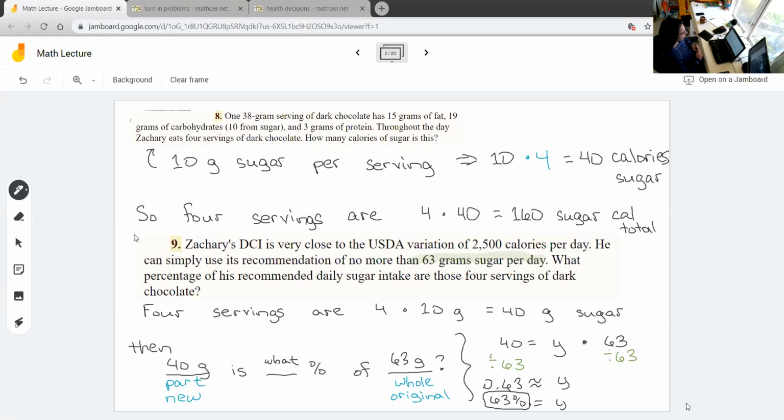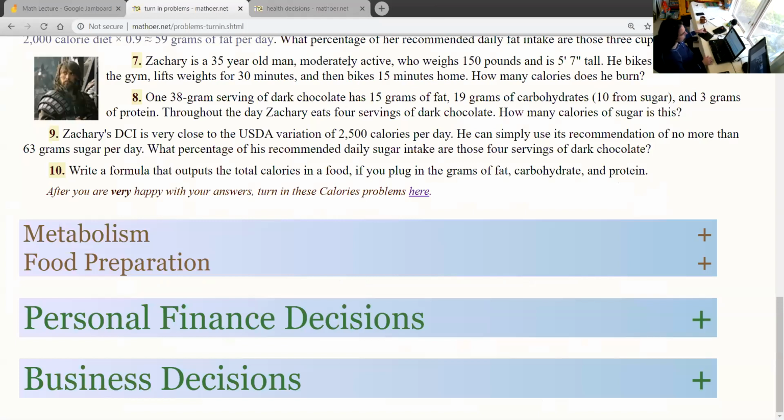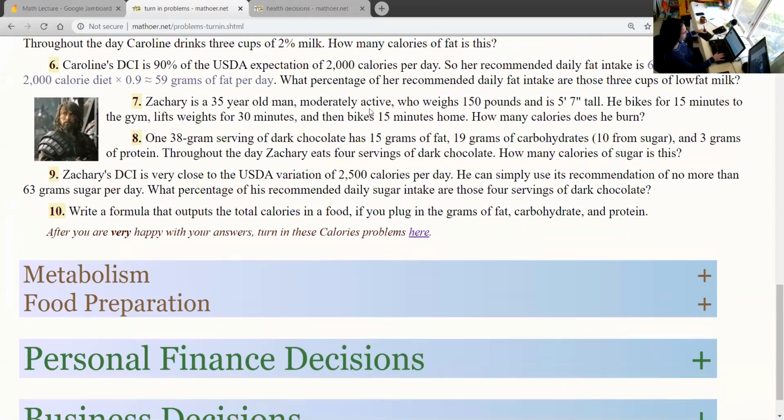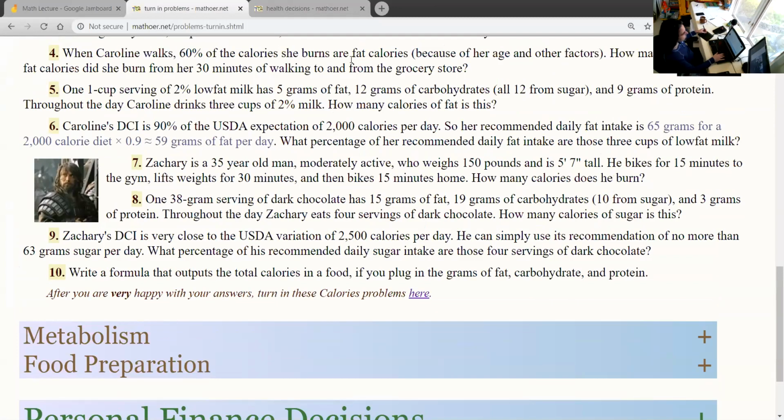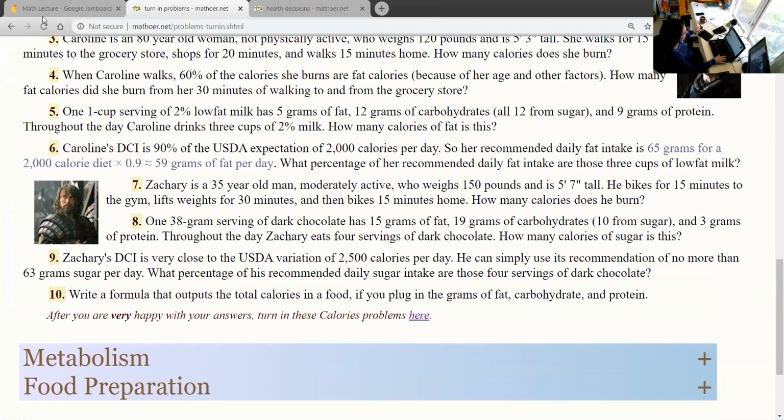Okay, good questions. More homework questions. Any of our health decisions topics? Random problems, turn-in problems. Could do number... Which number? 5 on our turn-in? 5 for the calories again? Yes. Oh, okay.